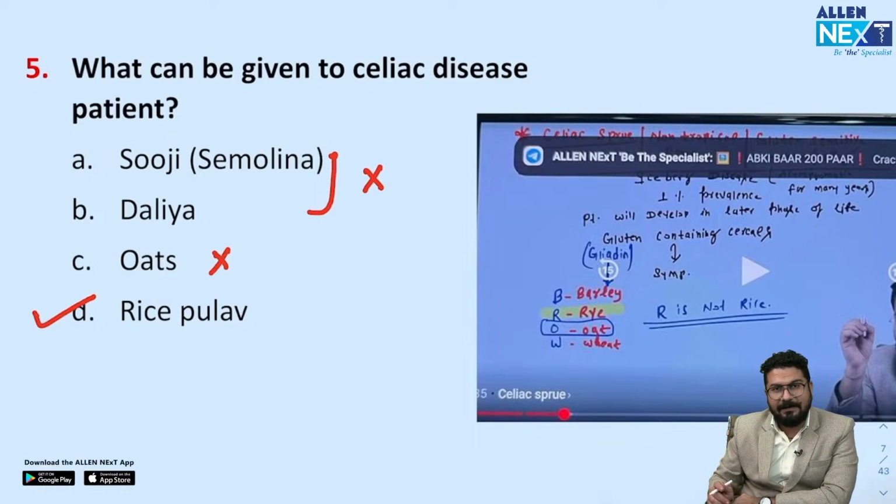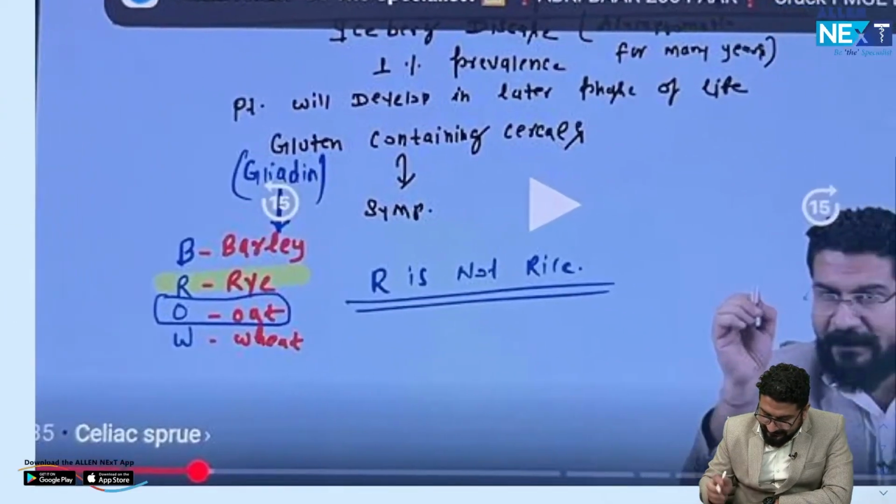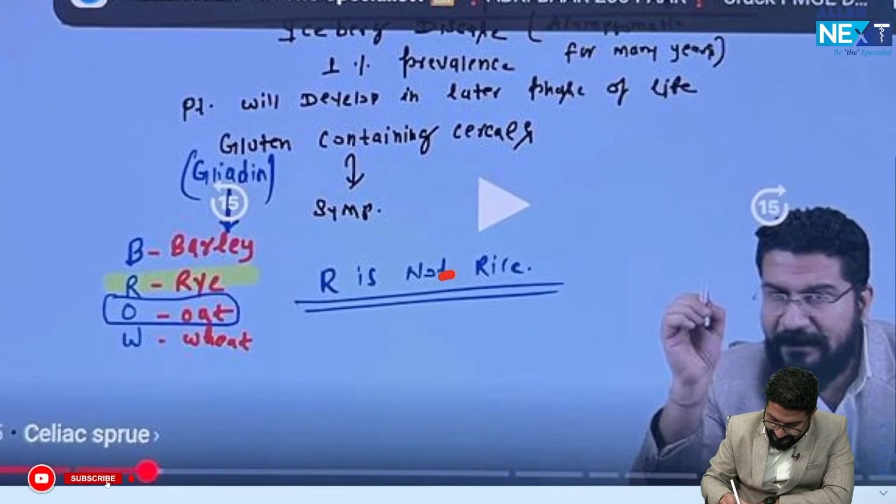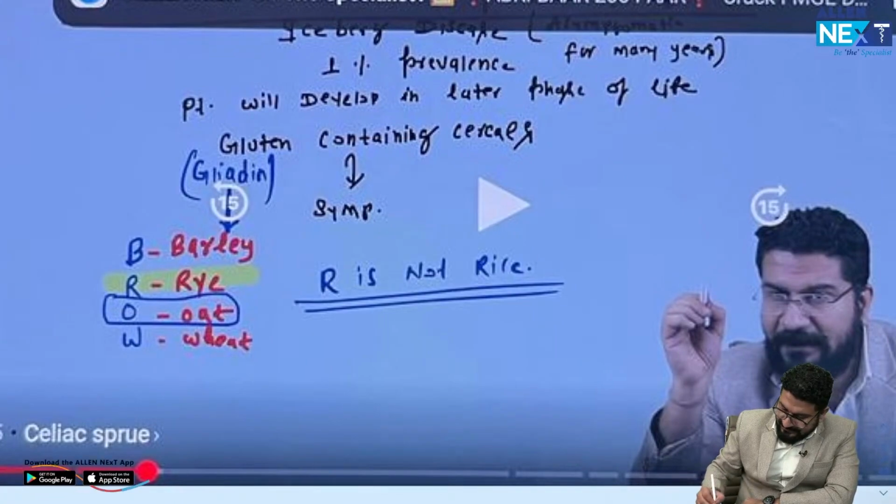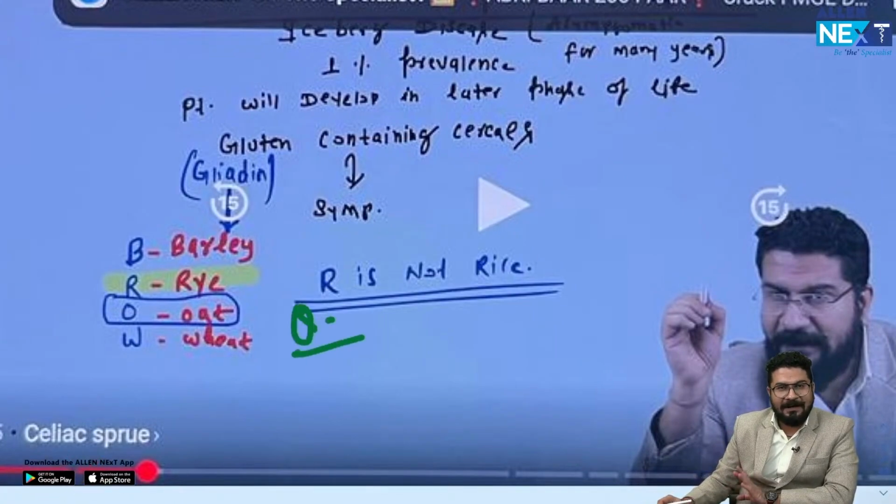राइस पुलाव, बिरयानी, आप चावल दे सकते हो. So remember, R is not rice. I mentioned this clearly. So R is not rice. This was the question that came in the exam. And rice you can easily give. तो राइस पुलाव बिरयानी खिला सकते हो.